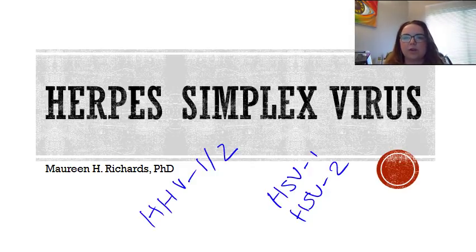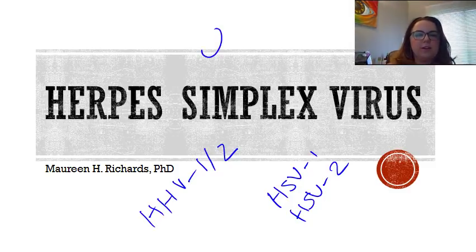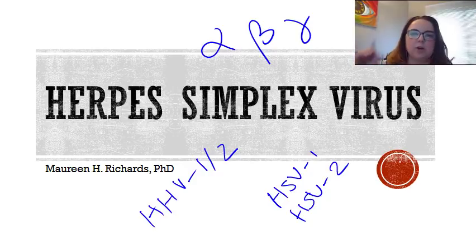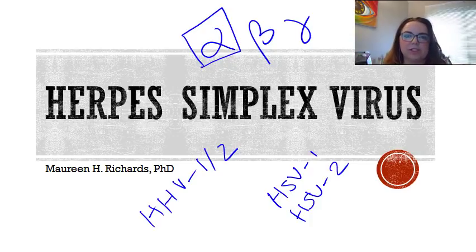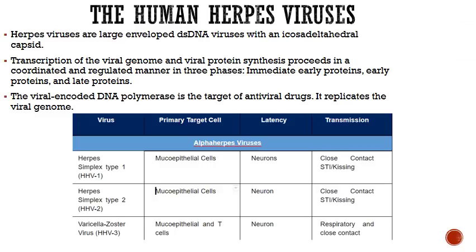And I'll give a quick recap of just the alpha herpes viruses. Remember, there's alpha, beta, and gamma herpes viruses. HSV1 and 2 are alpha viruses along with varicella zoster virus, the organism that causes chickenpox. All right, so the herpes viruses are a large enveloped double-stranded DNA virus group with an icosadeltahedral capsid. So just a slightly different shape there.